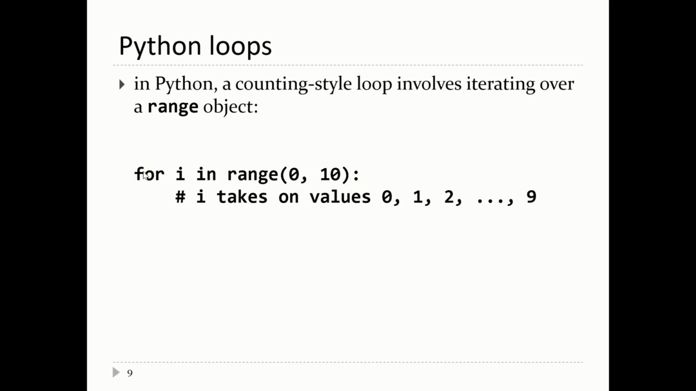So in Python, there's only one type of loop. It looks like this. There's only one type of for loop. It's for something in, right? So everything in Python iterates over a sequence.